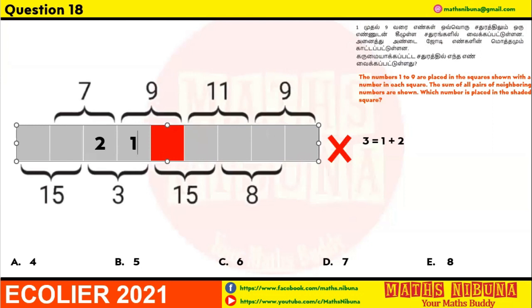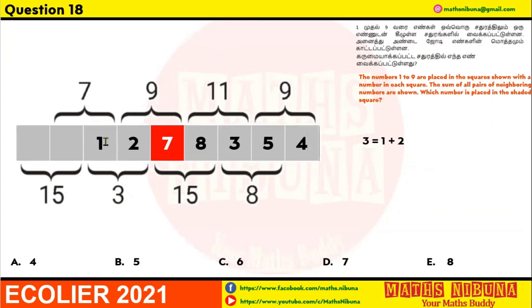So delete first. This is called trial and error. Now I put 1 here, 2 here, so I take out this one. Now we try the next combination. This is 1, this is 2, this must be 7 because 7 plus 2 is 9. 7 plus 8 is 15. 8 plus what is 11? 8 plus 3 is 11. Then 3 plus what is 8? 3 plus 5 is 8. And then 5 plus 4 is 9. So there is no repetition of the number.